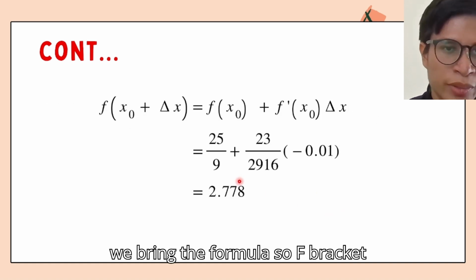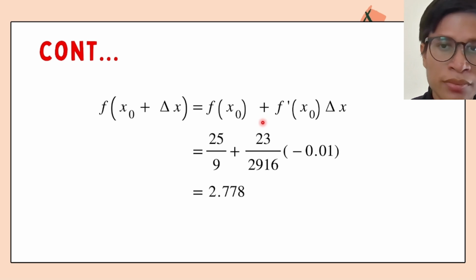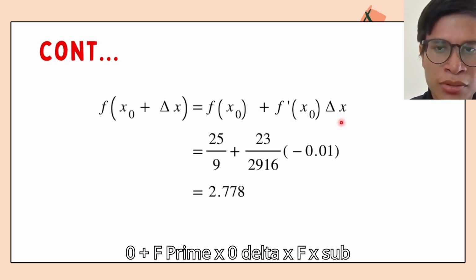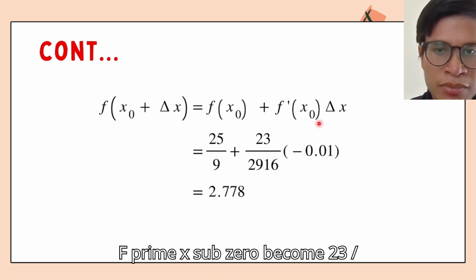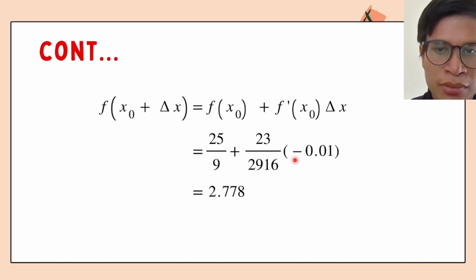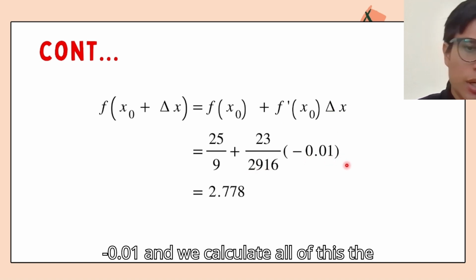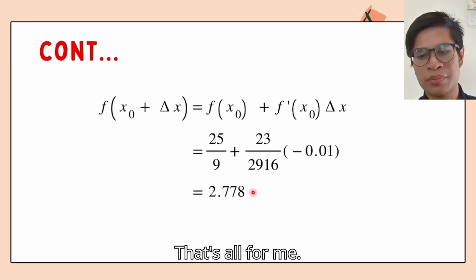After that, we bring the formula. So f of s sub 0 plus delta s is equivalent to f of s0 plus f prime of s0 times delta s. f of s sub 0 becomes 25 over 9, f prime of s sub 0 becomes 23 over 2916, and delta s becomes negative 0.01. And finally we calculate, and the final answer is 2.778. That's all from me.